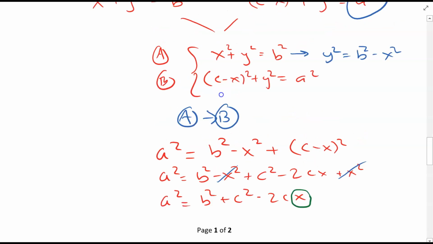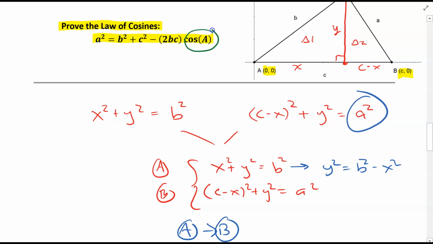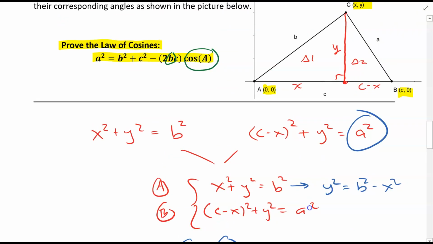The only difference is here we have an x, and here we have b cosine A. Everybody see the difference there? So somehow I should be able to show that x is equal to b cosine A. Everybody's okay with that? Look at the picture here. Do you see a triangle that contains both x and angle, contains b, x, and angle A?